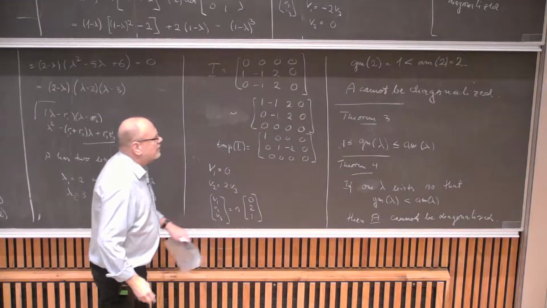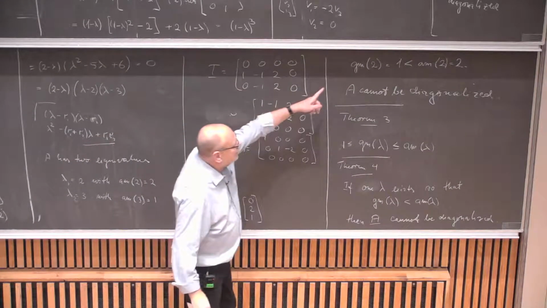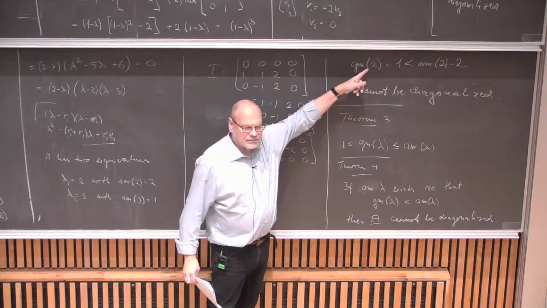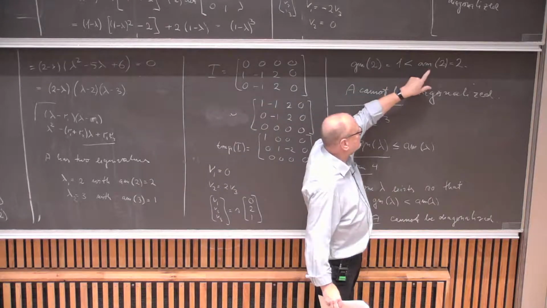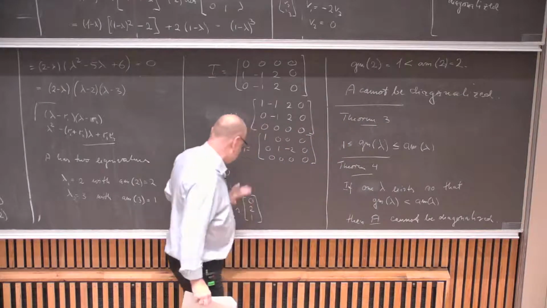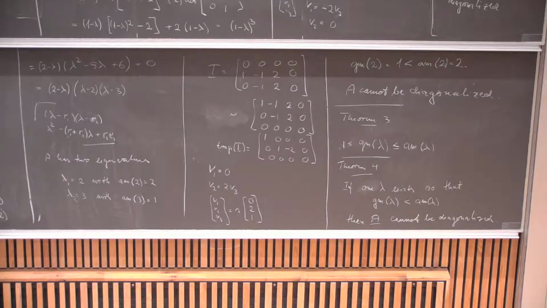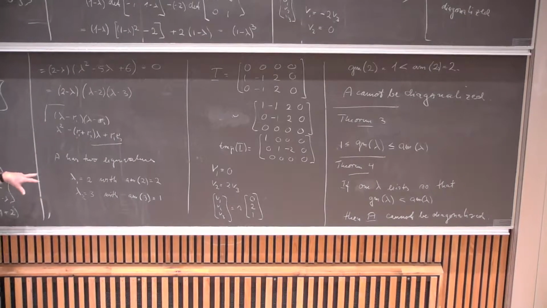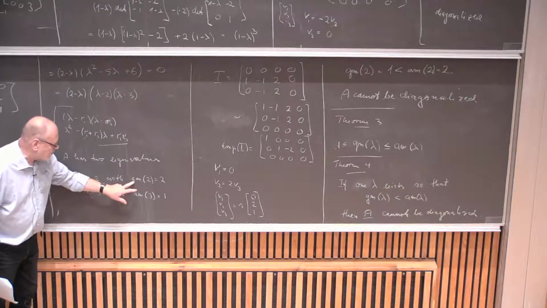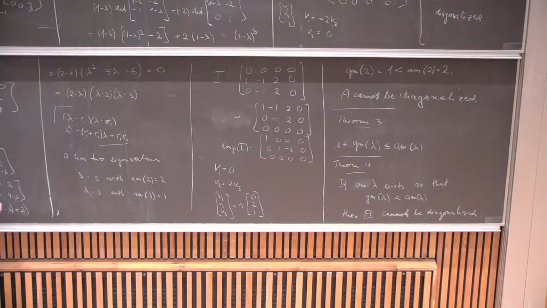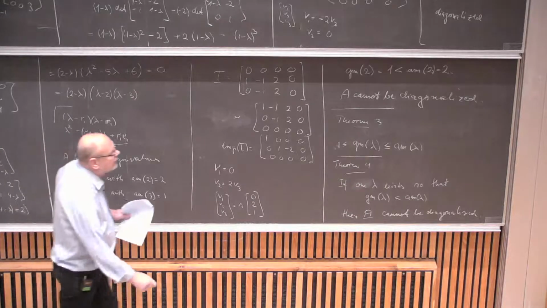And you saw an example of this here. You have the geometric multiplicity of 2 is less than the algebraic multiplicity. This is why, when you're investigating this, you should take the case where you have an algebraic multiplicity that is greater than 1 and see what the geometric multiplicity is in that case.